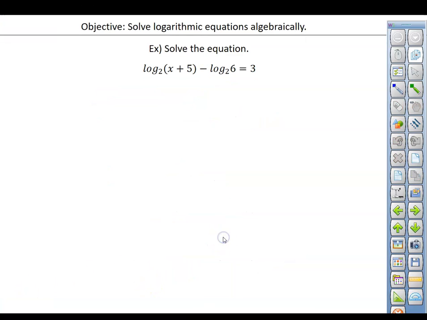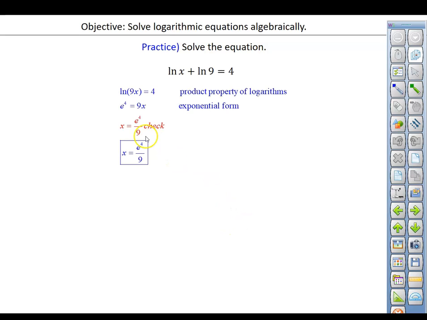All right, let's try this practice problem. All right, so hopefully you came up with a valid solution of e to the 4th divided by 9, which would be a positive quantity, and that makes our argument a positive quantity. So the product property of logarithms had to be used first. Natural logarithm has a base of e, so we'd have e to the 4th power equals the 9x, and then from there. Let's try this next one.